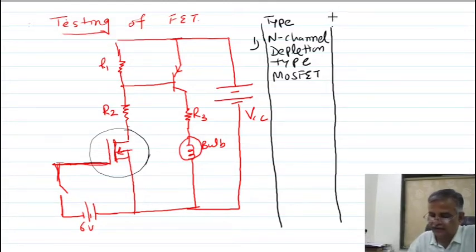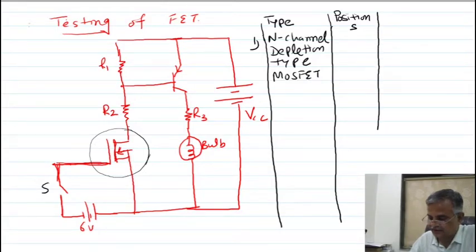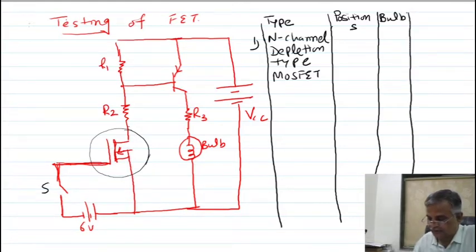Then you are writing here the position of the switch. Position of your switch. This is S. I am writing here S. It is open or closed, then bulb. Bulb is on or off. Then I am writing conclusion.